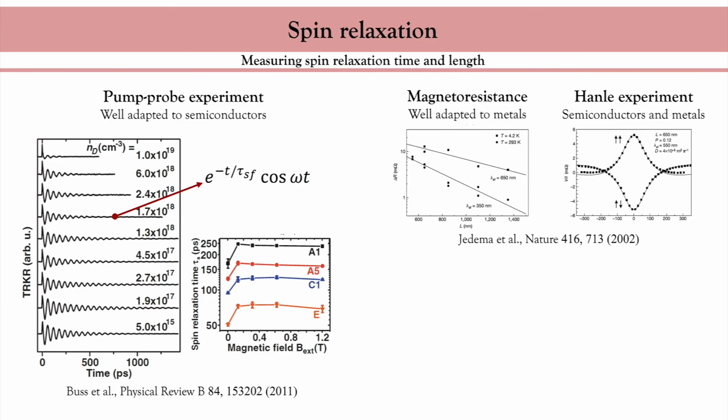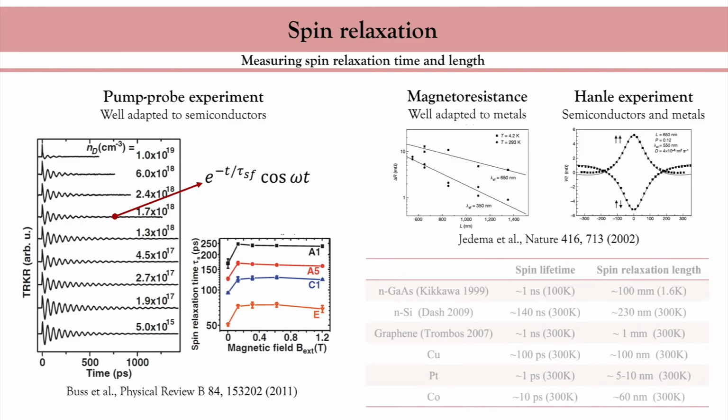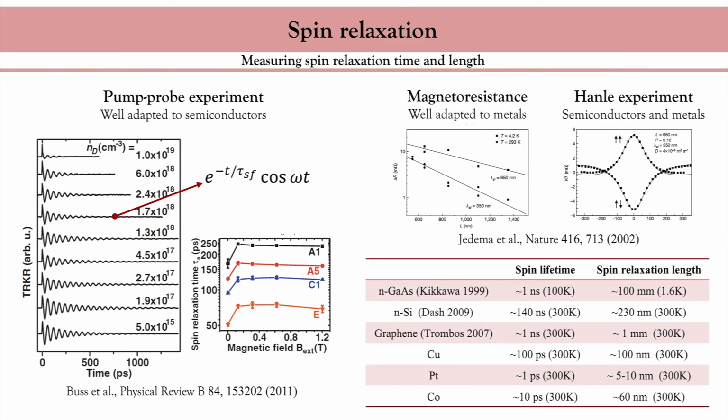I realize that I'm going very fast here, but I'd like to attract your attention to the typical range of values measured experimentally. Just keep in mind that these numbers are just meant to give you a rough idea and depend substantially on the quality of the material itself. So for n-doped gallium arsenide, Kikkawa and Awschalom reported a spin lifetime of about 1 nanosecond at 100 K, and a very long 100 micrometer spin diffusion length around 1.6 Kelvin. In n-doped silicon, Ron Jansen's group has reported a 140 nanosecond spin lifetime at room temperature, corresponding to a spin diffusion length around 230 nanometers. These are very big numbers.